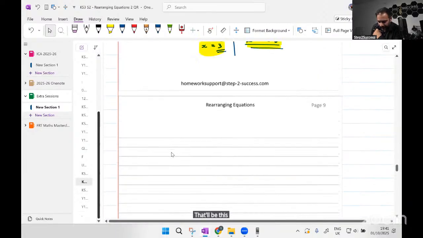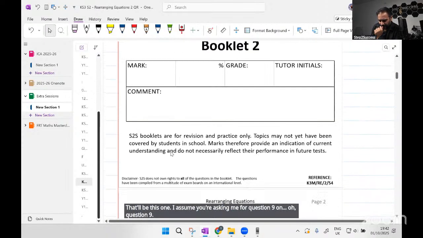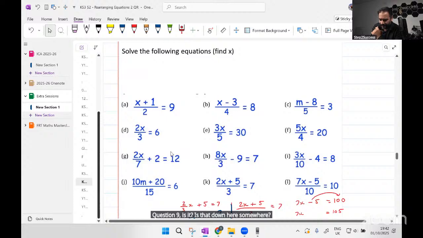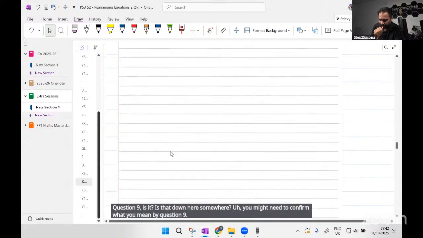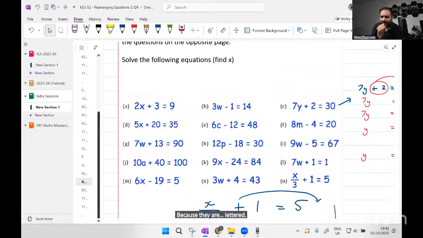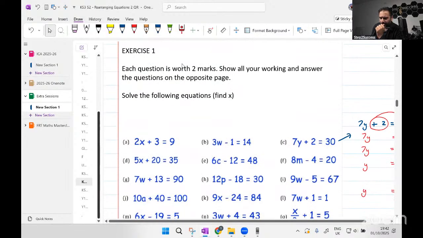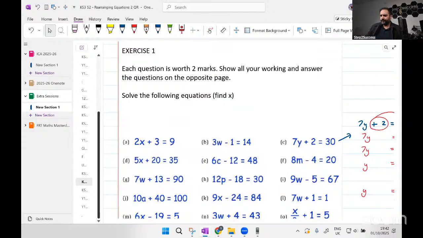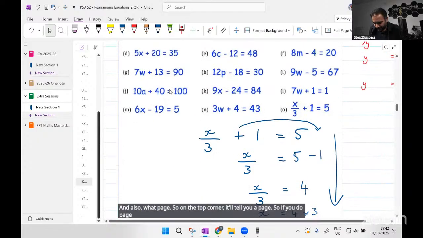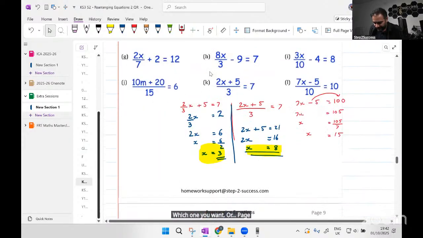Question 9 on year 8. That'll be this one. I assume you're asking me for question 9. Which question 9 is it? Is that down here somewhere? You might need to confirm what you mean by question 9 because they are lettered. And also what page. So on the top corner, it'll tell you a page. So if you do page 4 and then A to O, which one you want, or page 8, A to L.